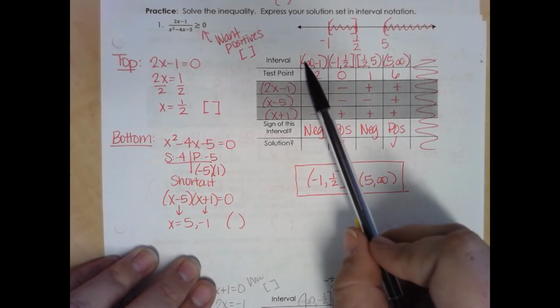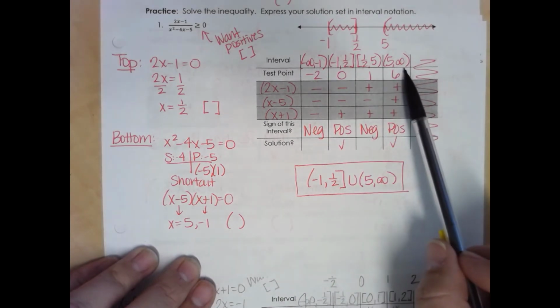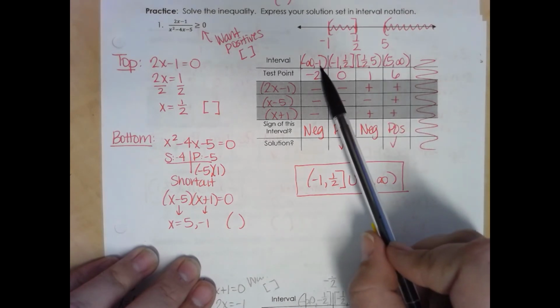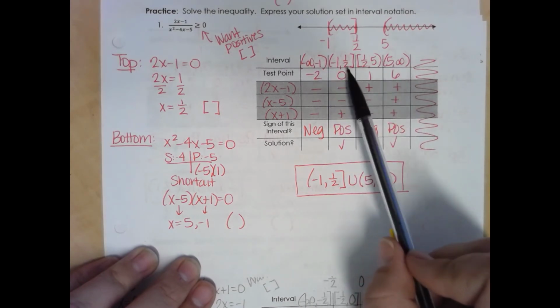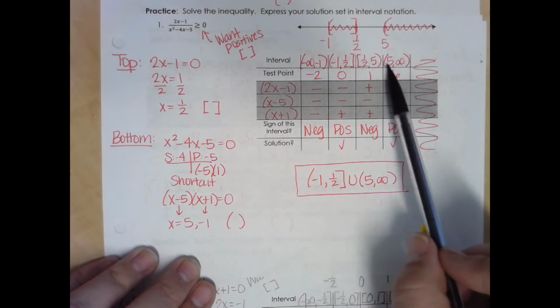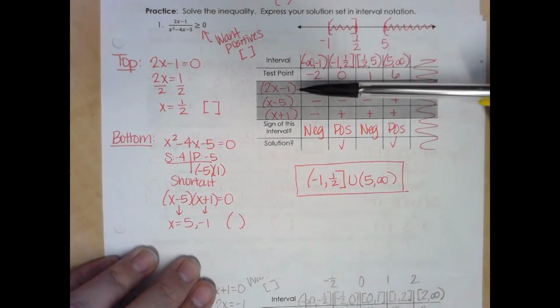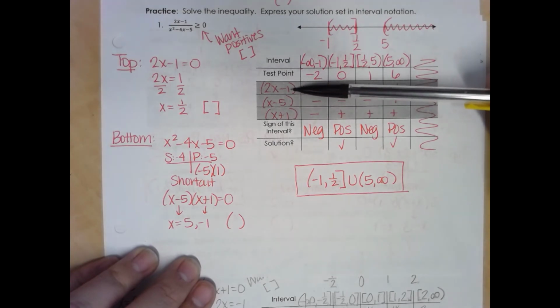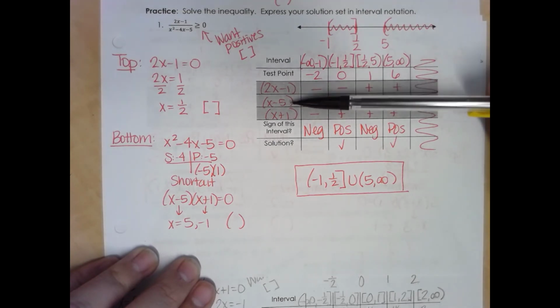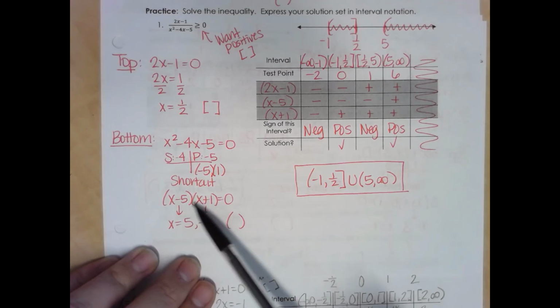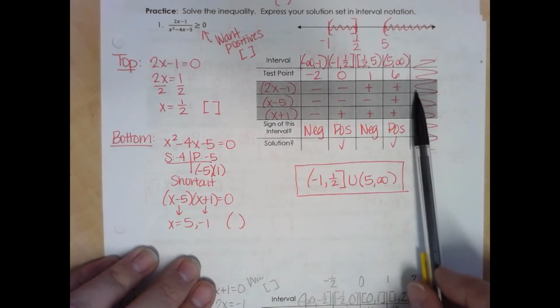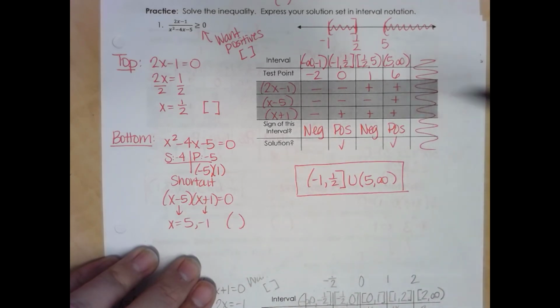Okay, so make sure you write out your interval notation with the correct symbols. There should be a parenthesis at -1, a bracket at 1/2, and a parenthesis at 5. Okay, our factors that we put in here is the 2x minus 1 from the top and the x minus 5 and x plus 1 that we got from the bottom. Okay, when you check all of your test points, you should end up with a positive interval for the second interval and a positive interval for the fourth interval. So that is our solution that we need to write in interval notation.